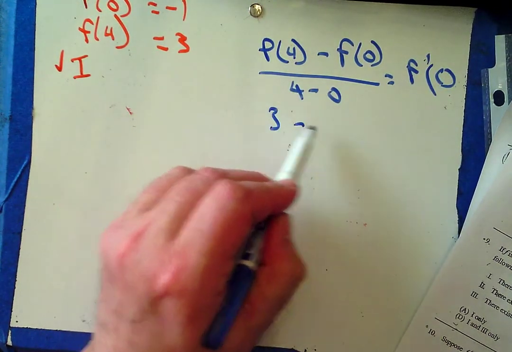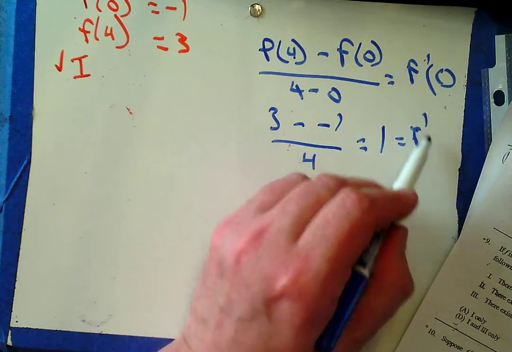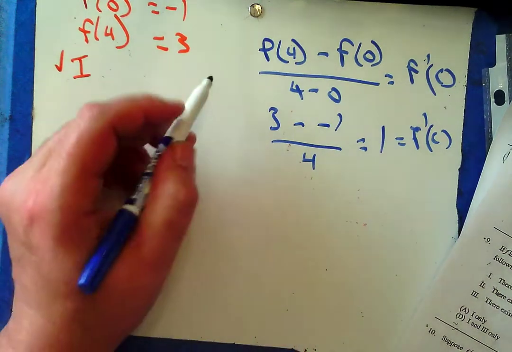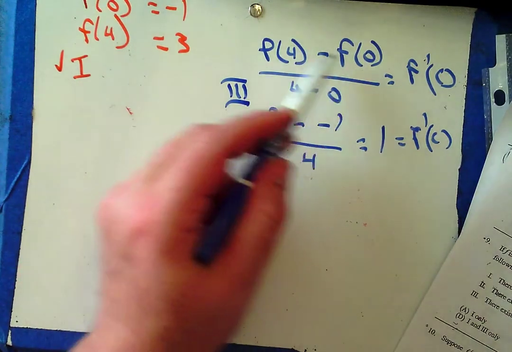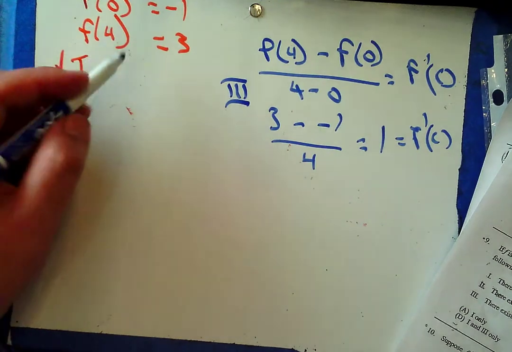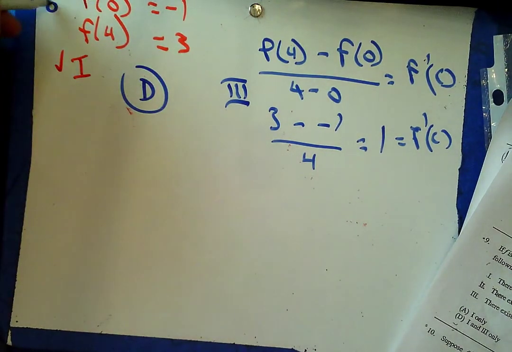This is 3 minus negative 1 over 4, which is 1. F prime at some point equals 1. And that's choice 3. Now, f prime can't equal 0 because this didn't equal 0. So I only have 1 and 3, and that corresponds to choice D for number 9.